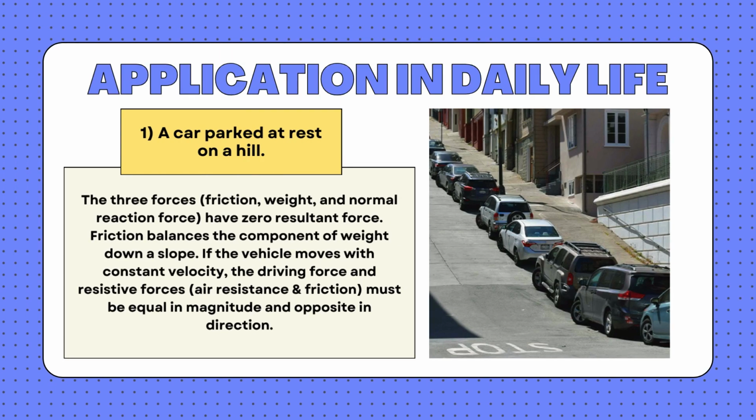Next is the application of inertia in daily life. The first one is a car parked at rest on a hill. In this situation, there are three forces, which are friction, weight, and normal reaction force, that have zero resultant force. Friction balances the component of weight down a slope. If the vehicle moves with constant velocity, the driving force and resistive forces such as air resistance and friction must be equal in magnitude and opposite in direction.